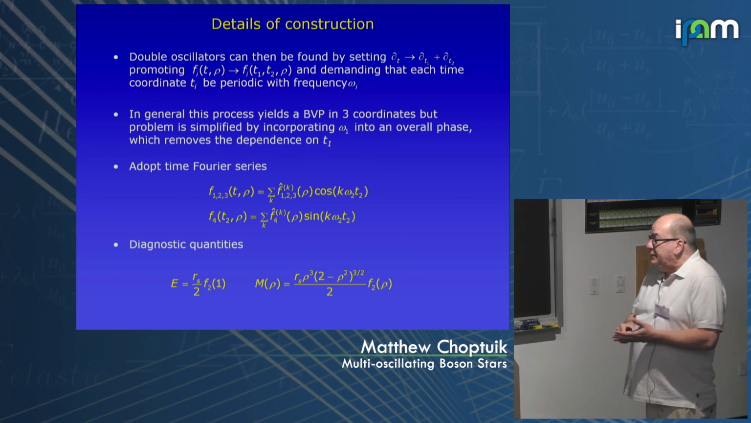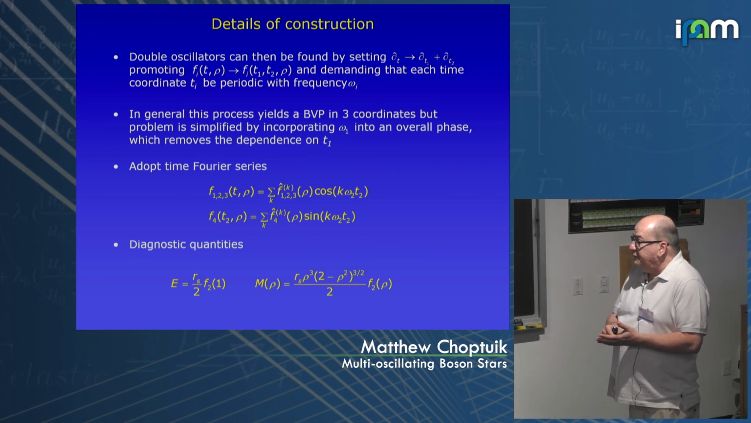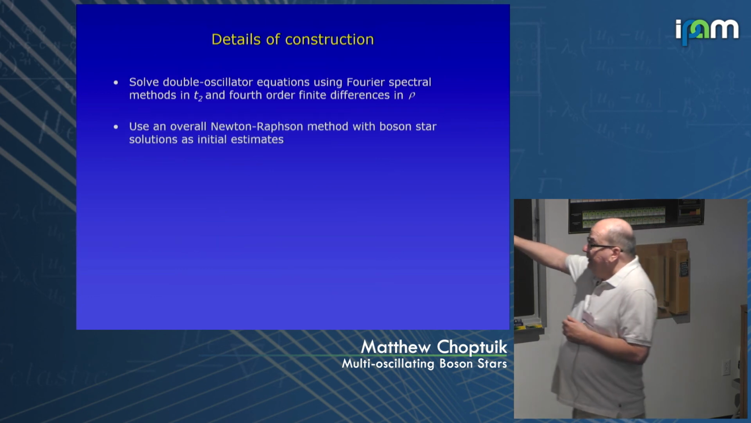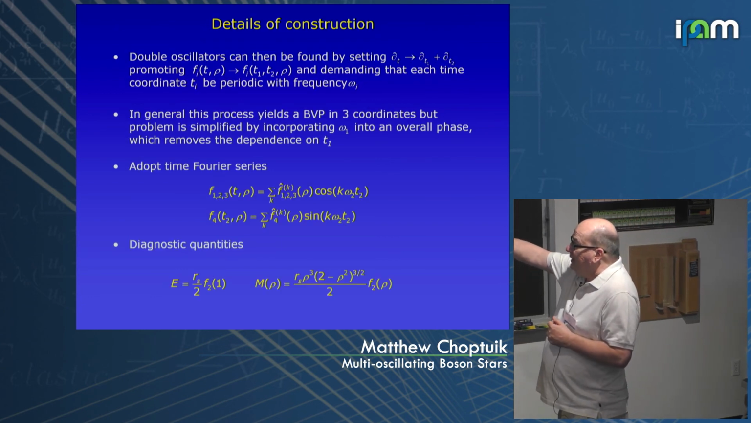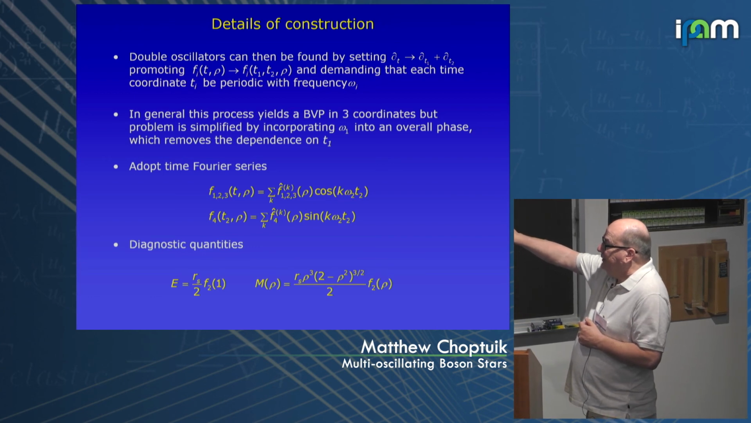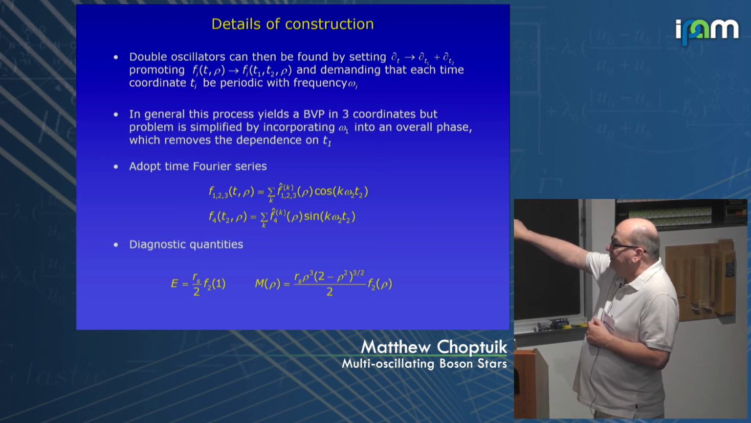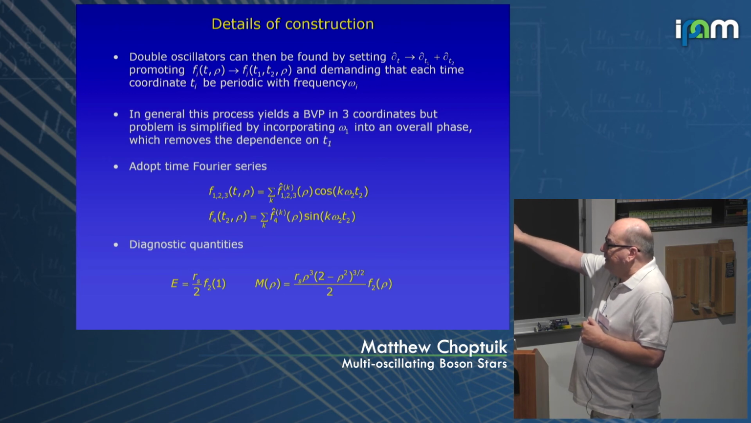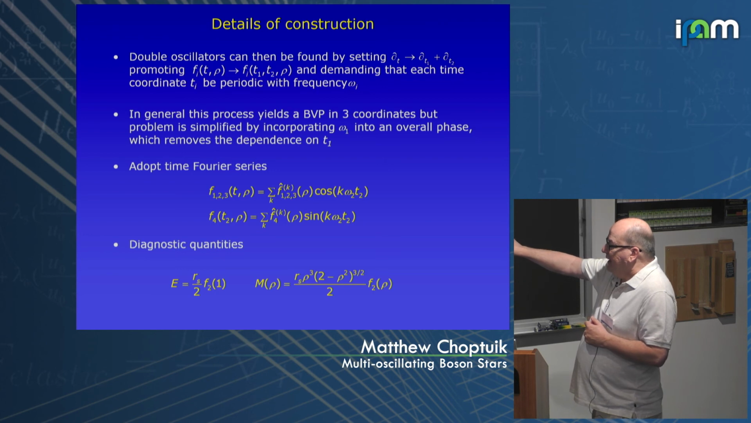But again, we can incorporate omega 1 into an overall phase. That removes the dependence on t1. And then we can adopt Fourier time series, as shown here, for f1, 2, 3, and f4. And I'll use some of these Fourier coefficients as parameters in the following. And we introduce some diagnostic quantities, which are the total energy and the mass.